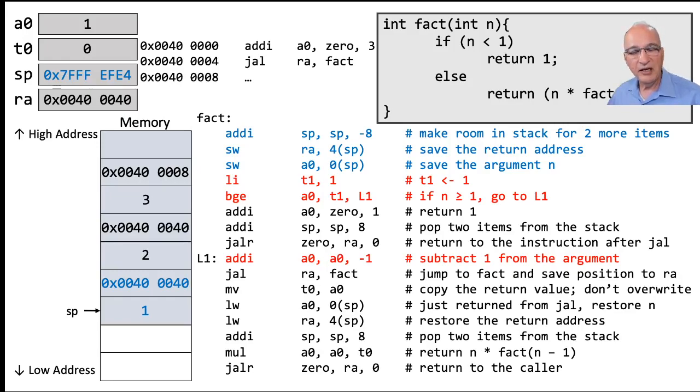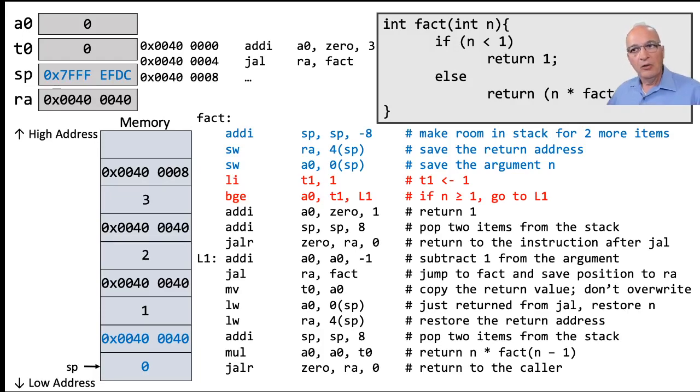We'll do the test again. The test will again fail, so the branch greater than equal will be true. I'll jump to L1, and I'll do another execution of factorial, so it's another jump to the beginning of factorial. I'll create another space in the stack for the saved values of RA and A0, and I will write there the current value. So now A0 is equal to 0. When A0 is equal to 0 and I ask now whether 0 is greater or equal than 1, the answer will be no.